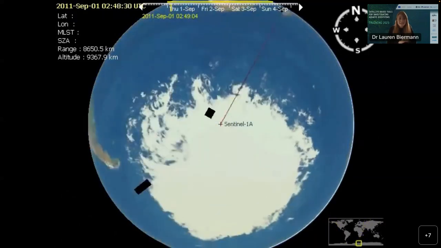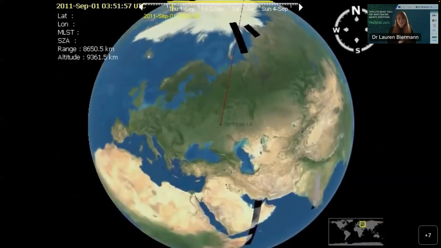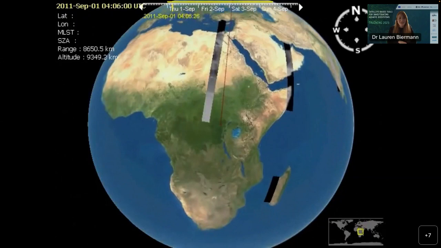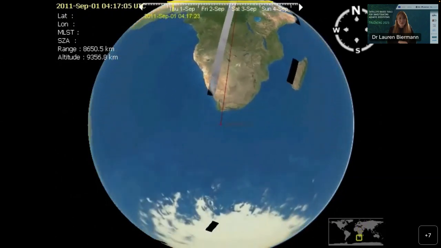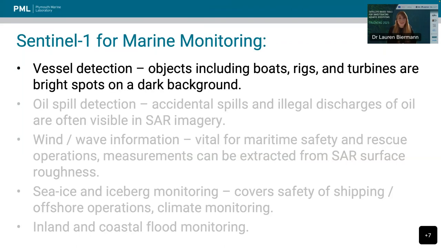And it is collecting data in the marine environment, but mostly only because that marine environment happens to be next to land, very much a terrestrial sensor. But well worth the efforts of getting used to its unique ways of collecting data, specifically for things like vessel detection, because it doesn't matter if you're doing something naughty at night, we can still see you from SAR.